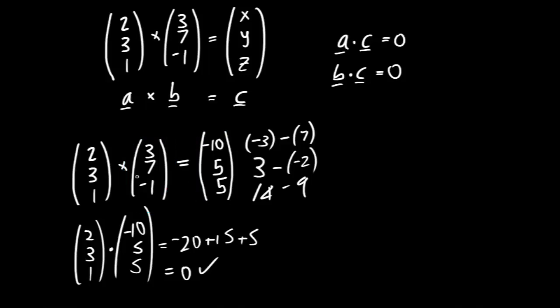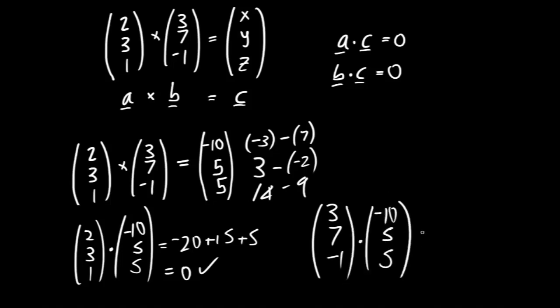well. So this is b dot c. Let's check that out. So that's 3, 7, minus 1, dotted with, again, minus 10, 5, 5. This time it's going to be minus 30 from 3 times minus 10, and then 7 5s are 35, but then minus 5 from the last element, 0 again. Aha! So it has, in fact, passed both of our tests, and we're now very confident that's correct.